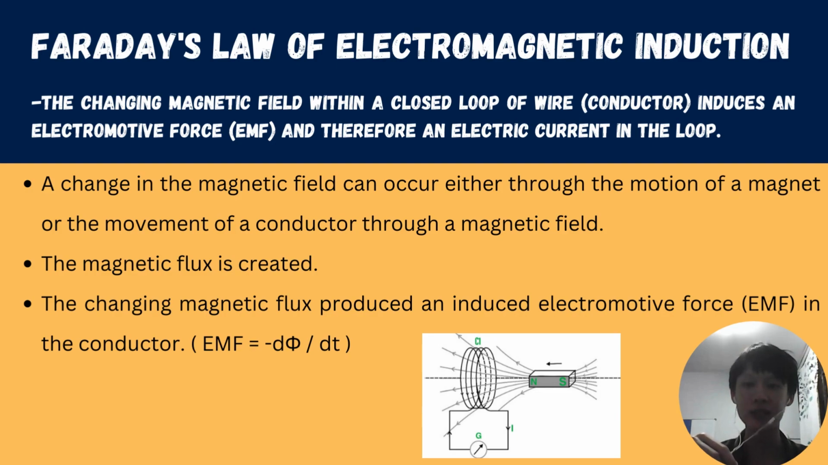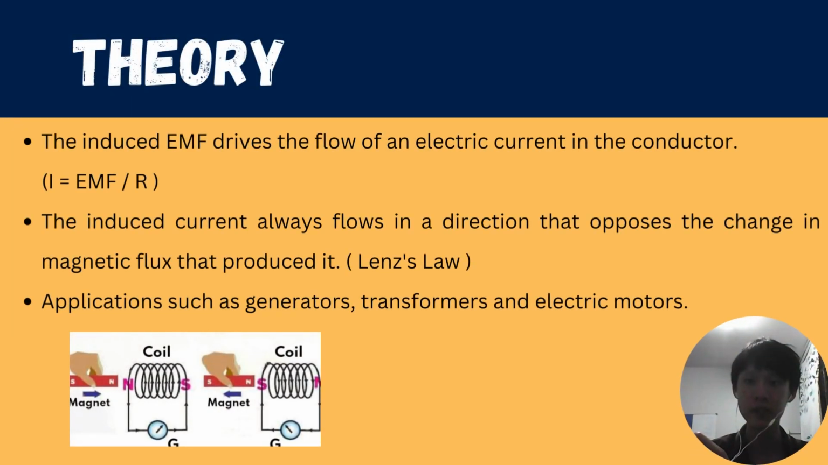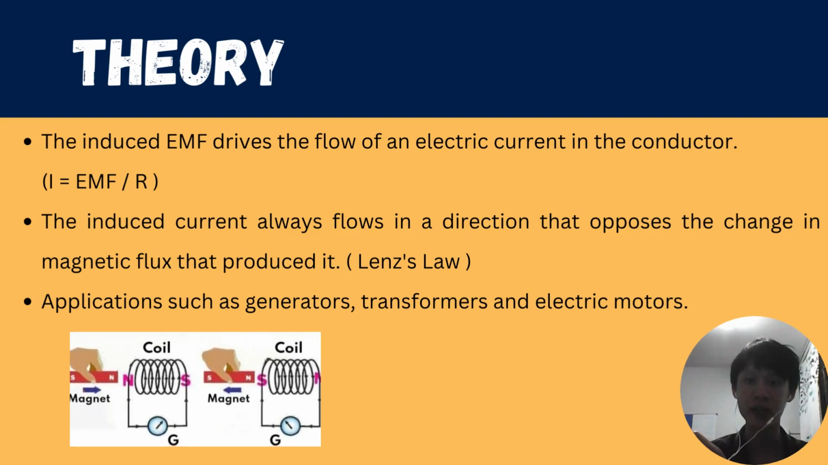It can be expressed as EMF equals dΦ over dt. Then the induced EMF drives the flow of an electric current in the conductor. We can express it as I equals EMF over R. According to Lenz's law, the induced current always flows in a direction that opposes the change in the magnetic flux that produces it. Lastly, the theory of induced current has practical applications such as generators, transformers, and electric motors. These devices utilize the principles of electromagnetic induction to generate electric energy.